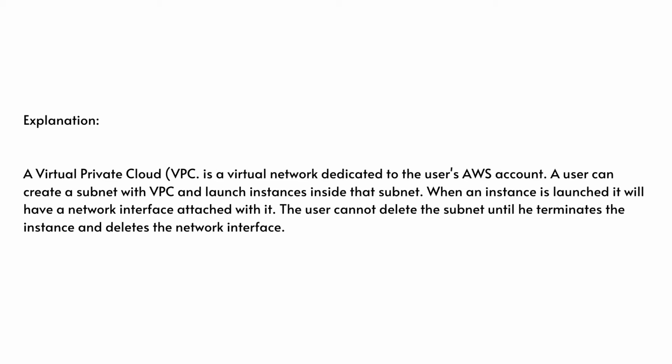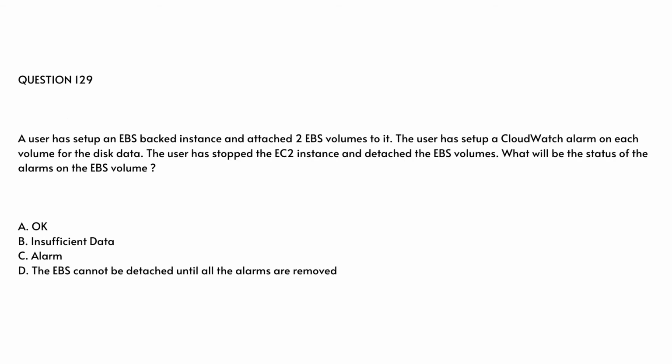Let's move to the next question. A user has set up an EBS backed instance and attached two EBS volumes to it. The user has set up a CloudWatch alarm on each volume for the disk data. The user has stopped the EC2 instance and detached the EBS volumes. What will be the status of the alarms on the EBS volume?